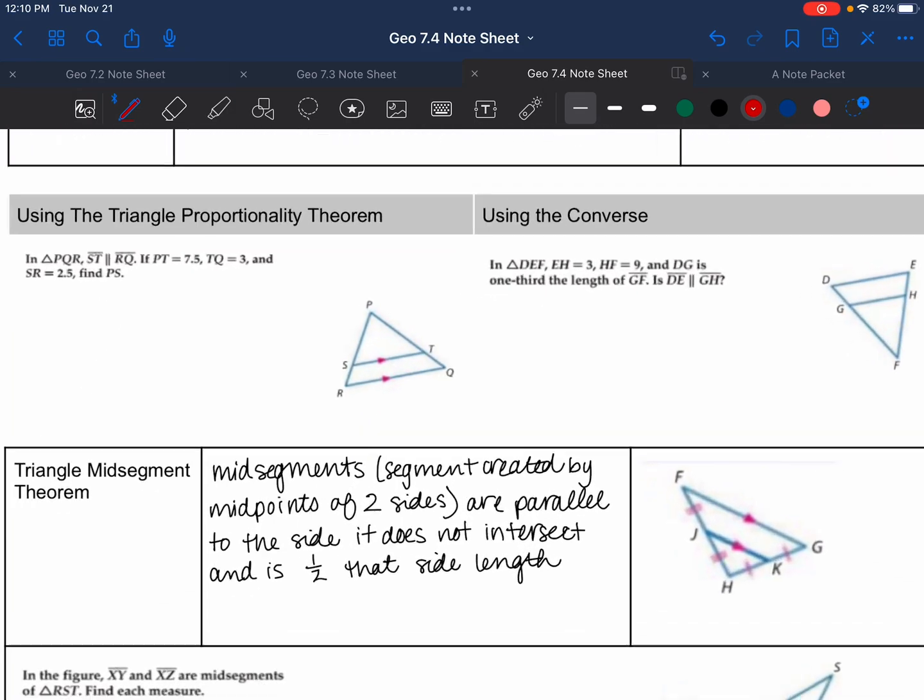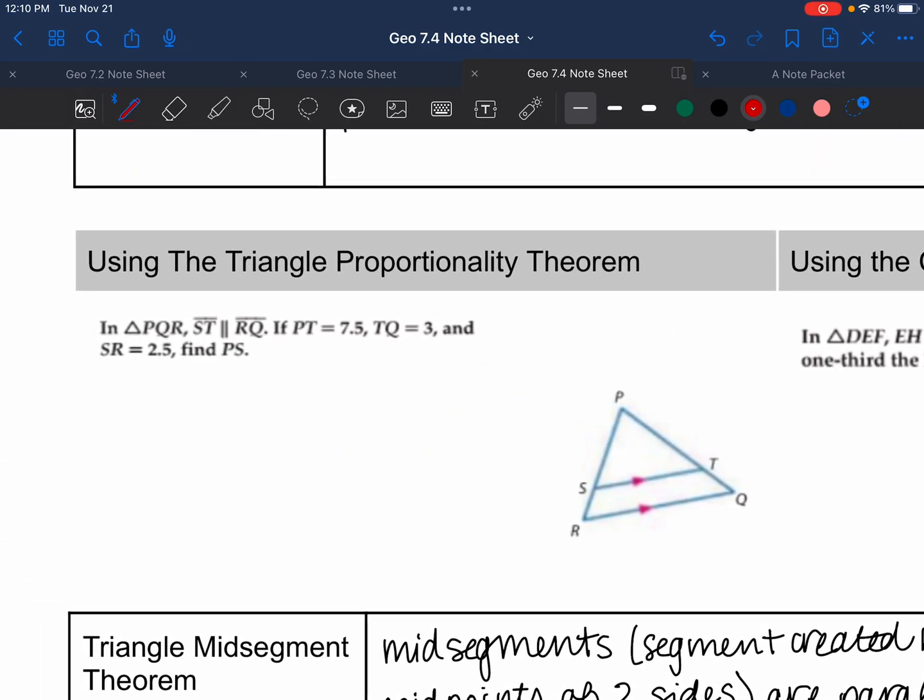For this first one, in triangle PQR, ST is parallel to RQ. If PT is 7.5 and TQ is 3 and SR is 2.5, find PS. Well, since ST is parallel to RQ, then we know that the sections created are proportional. So we could do x to 7.5 equals 2.5 to 3.